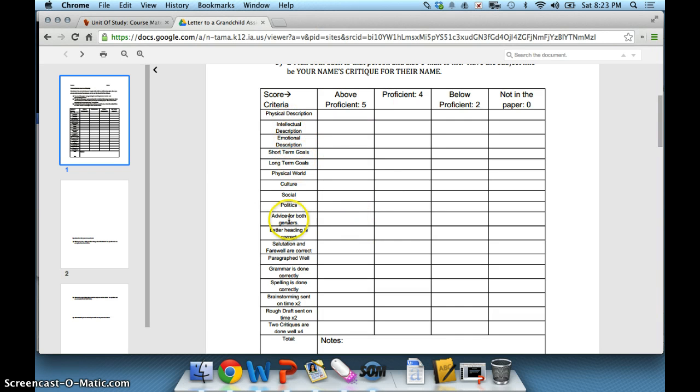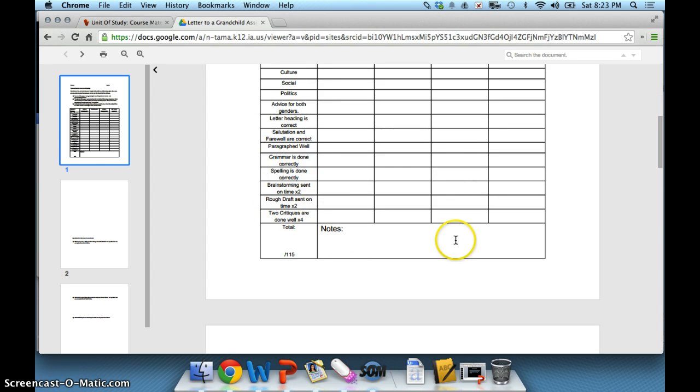So go through all these. You don't have to do brainstorm. You don't have to do rough draft. You don't have to do the two critiques. Those are all for me later on. So just start down here and do paragraph well. The grammar's done, the spelling's done. Maybe look for the letter heading in that first time around, and then the second time around, go through all those things. If you want to write some notes down here, you can.